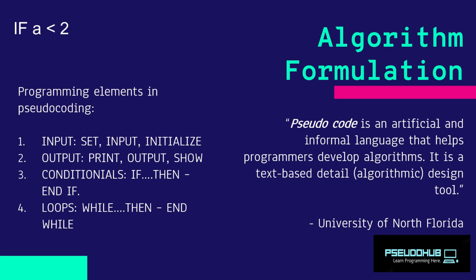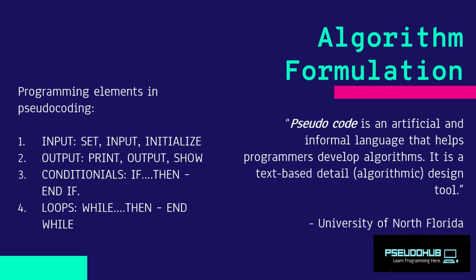And then conditionals. Let's say, if A is less than 2, or if grade is less than 75, something like that. And loops, for example, while A is less than 2, while A is not equal to 100. Use proper terms so that the programmer can understand the purpose of that statement.